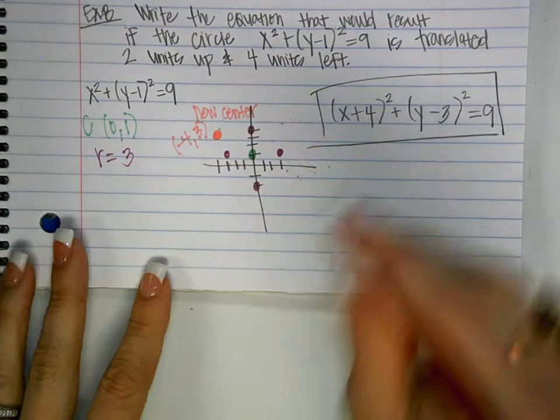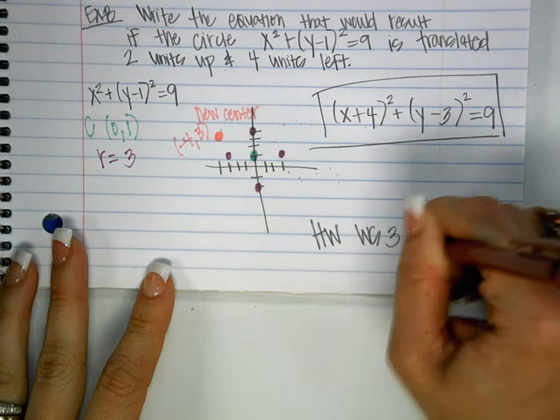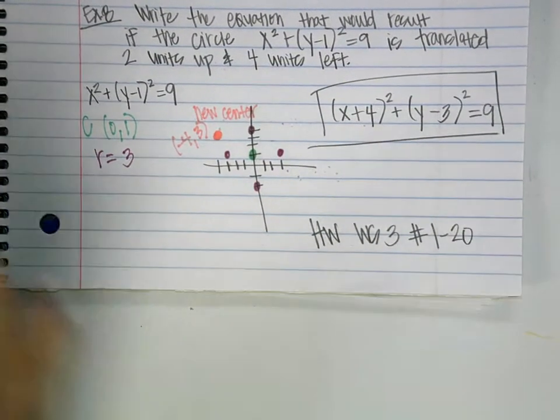What you're going to be working on for homework is worksheet 3. It's in the packet that I gave you. Worksheet 3, you're doing numbers 1 through 20. Okay, anyone have any questions on this step?